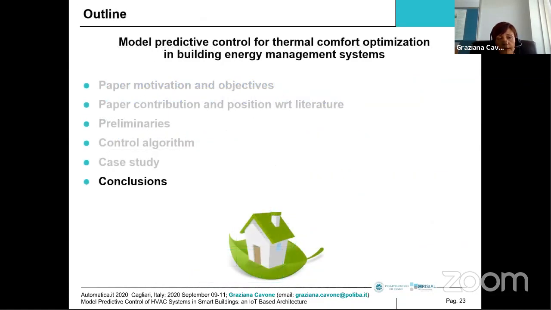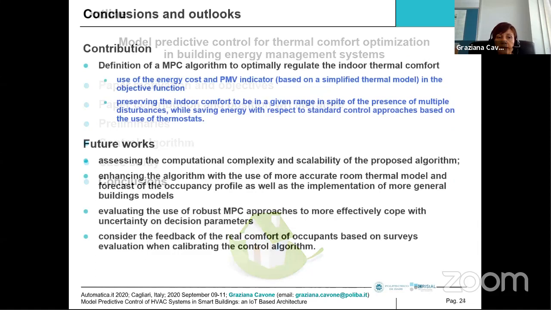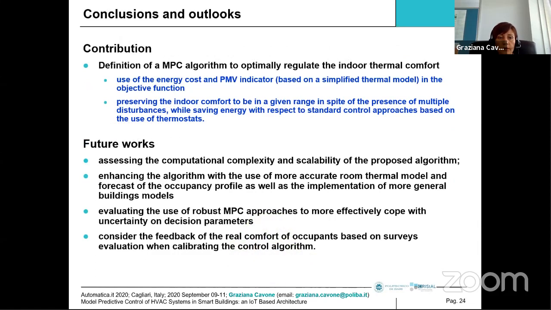So concluding, what we can see is that the contribution of our work is the definition of an MPC algorithm to optimally regulate the indoor thermal comfort. We use the energy cost and PMV indicator in the objective function, and we preserve the indoor comfort to be in a given range in spite of the presence of multiple disturbances.